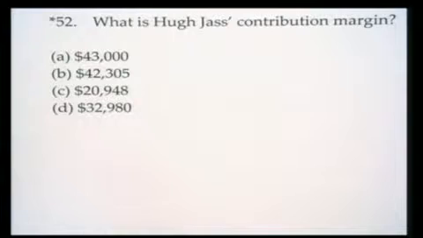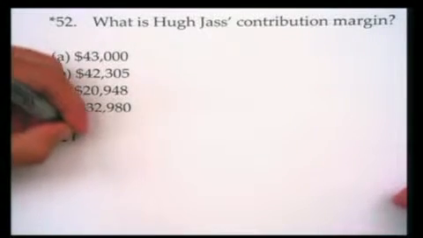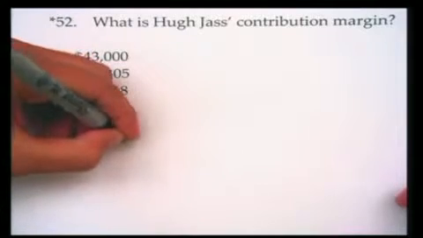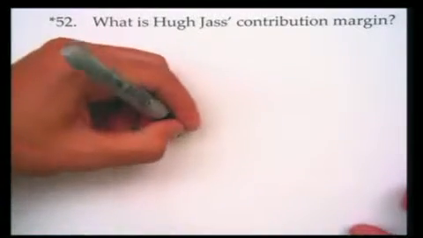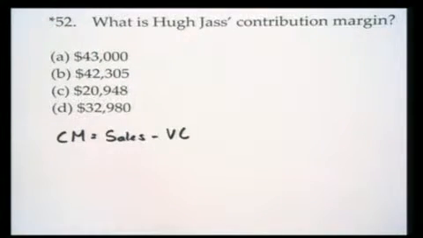So this first question says, what is their contribution margin? All right, guys, what's the formula? How do you get contribution margin? Contribution margin is sales minus what? Good. Variable cost. Sales minus variable cost. Which variable costs? All of them.